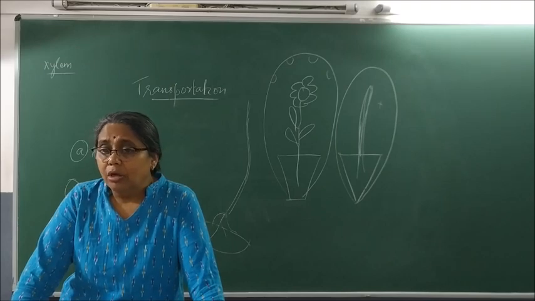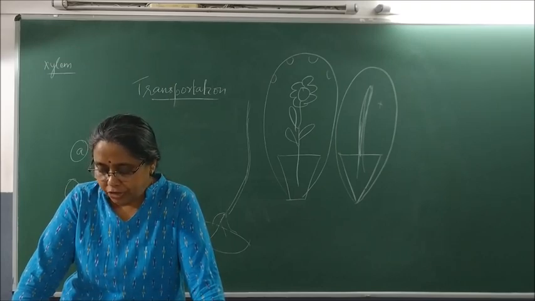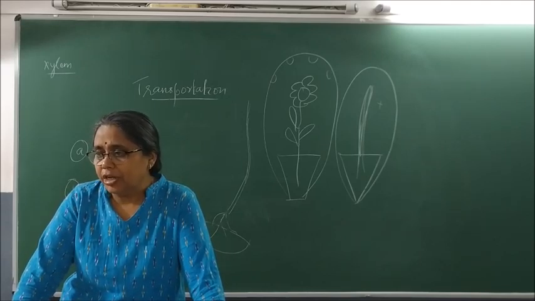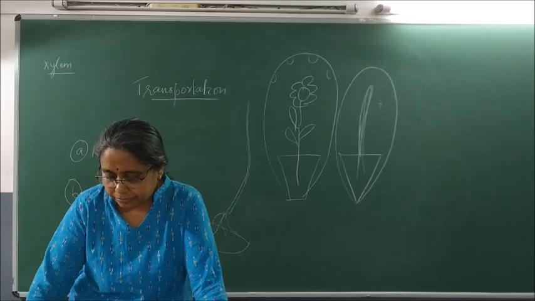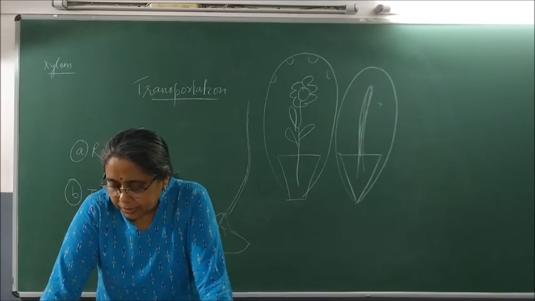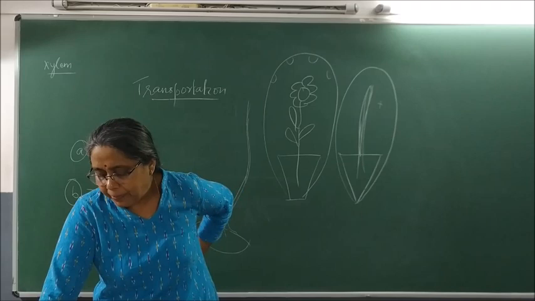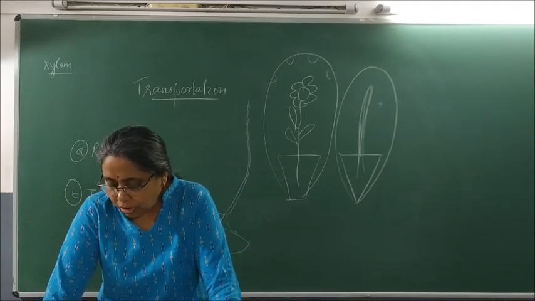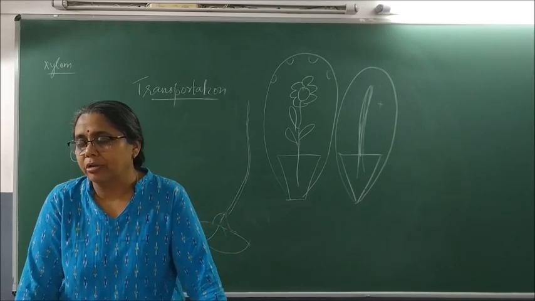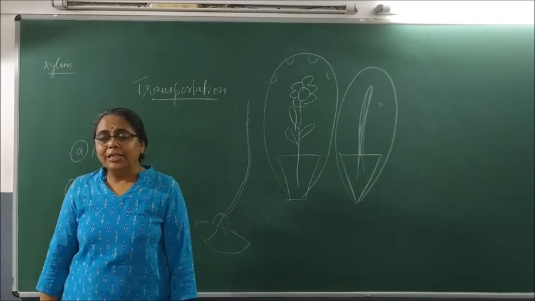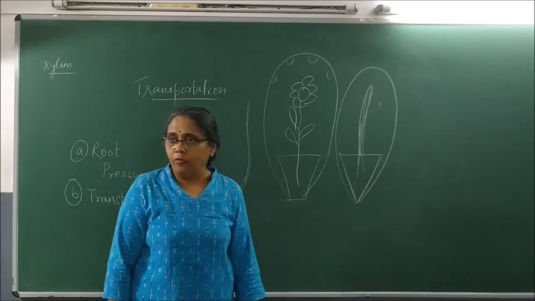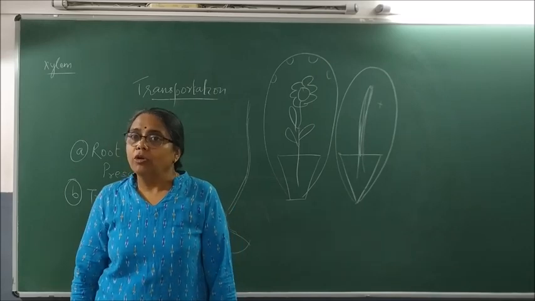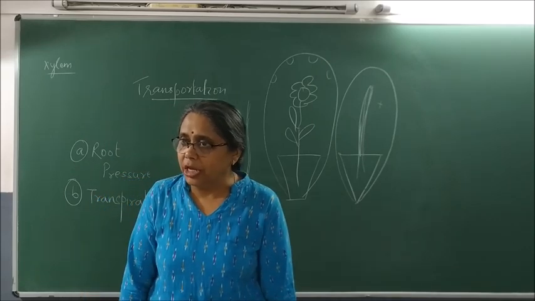Right, next question. What is the importance of transpiration? It helps in absorption and upward movement of water and minerals dissolved from root to leaves. It also helps in temperature regulation. Please write. So basically transpiration helps in movement of water from root to different parts of the plant, or to the aerial parts of the plant. It also helps in regulation of temperature in plants.